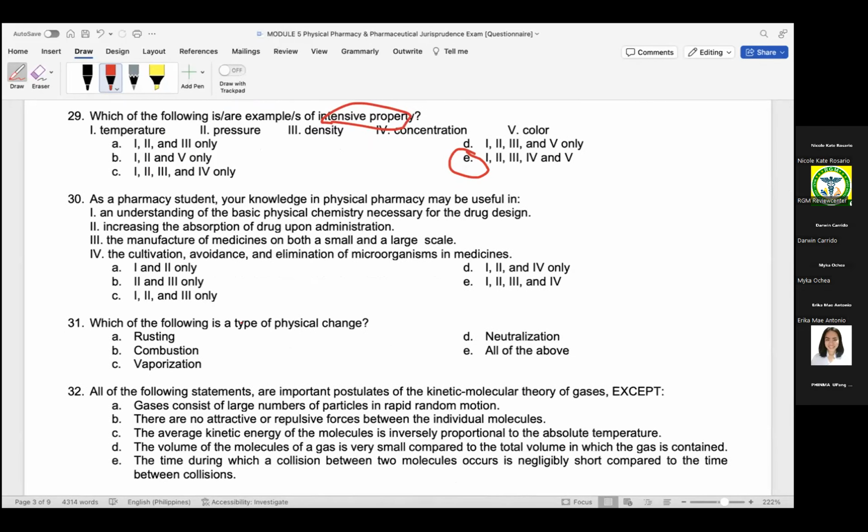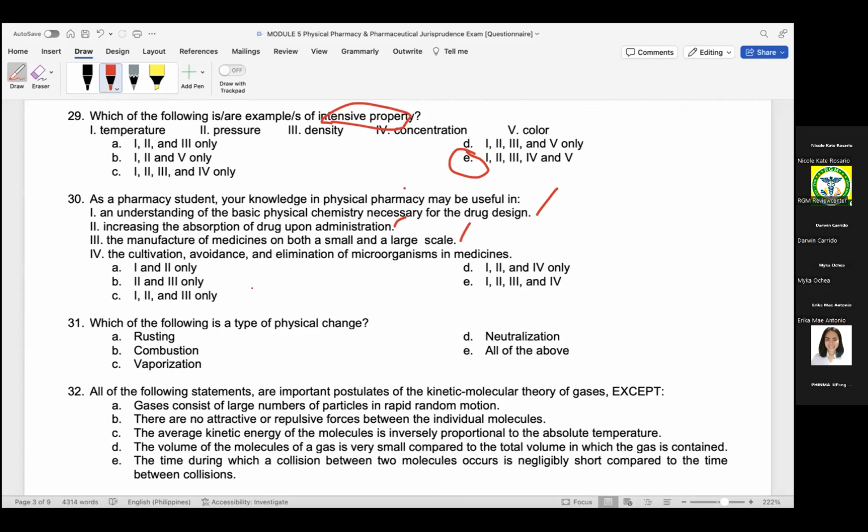Next, as a pharmacy student, your knowledge in physical pharmacy may be useful in: 1, understanding of the basic physical, chemical, or physical chemistry necessary for the drug design. That's true. Increasing the absorption of drug upon administration. That is true. Kaya nga nakakapag-design tayo ng efficient na dosage form because we know the physical and chemical properties, and inaral natin sa physical pharmacy yon. The manufacture of medicine in both small and large scale, that is also true.